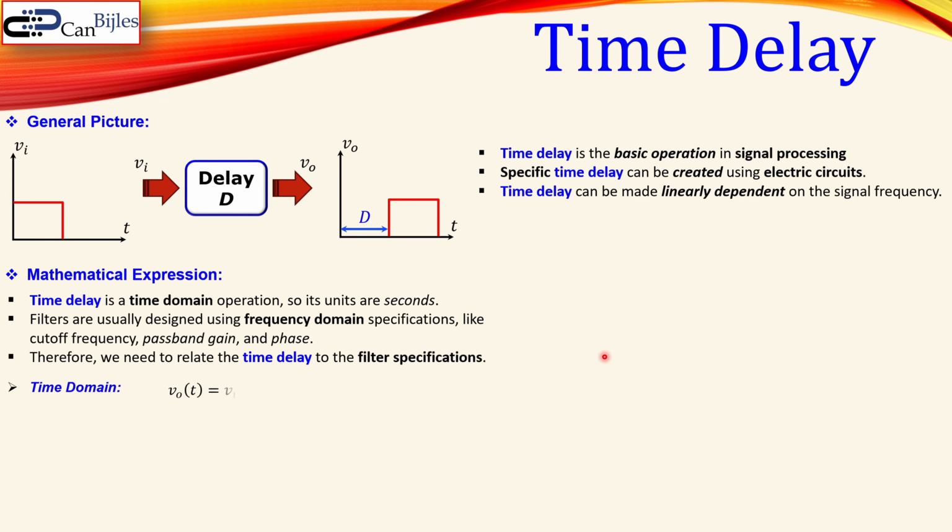And the time domain representation of a signal, in this case the output voltage, can be given as a function of the input voltage with a delay here, which is given by minus d. So it is delayed by d seconds. That is in the time domain.